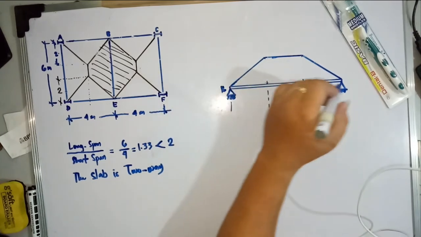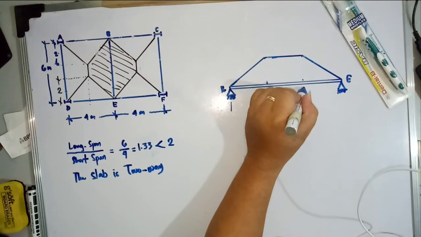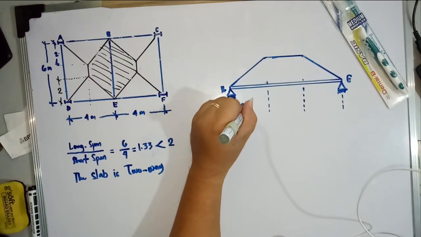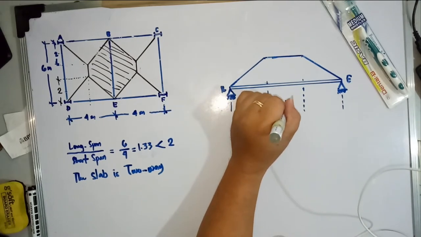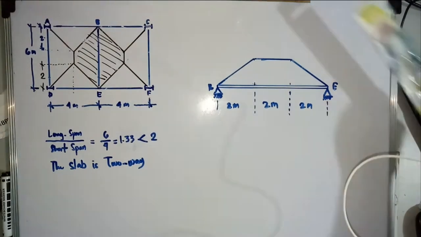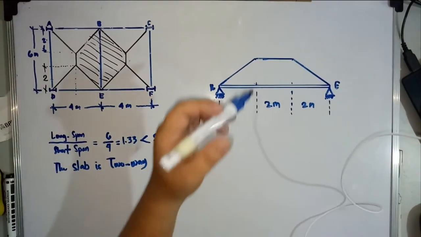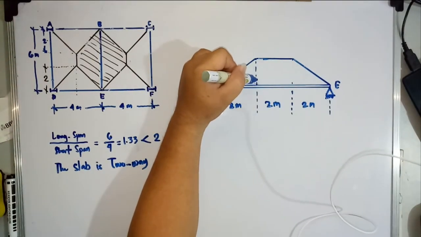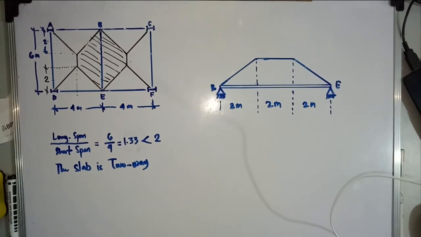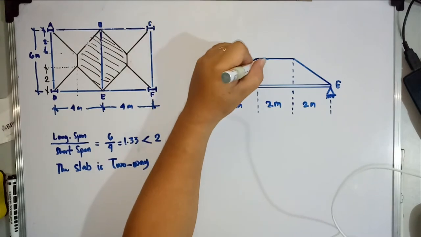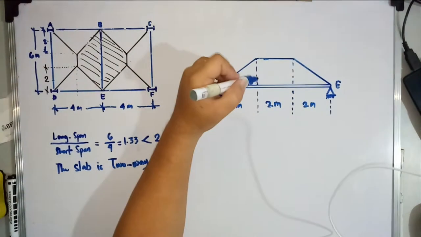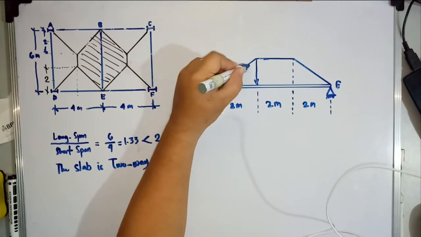This is point B, point E, with 2 meters, 2 meters, and 2 meters. Now, what is the magnitude of this load? It is triangular at the ends with a uniformly distributed part in the middle.